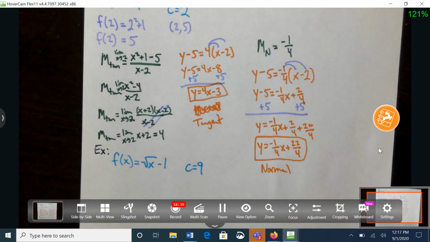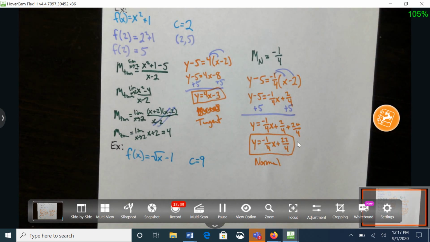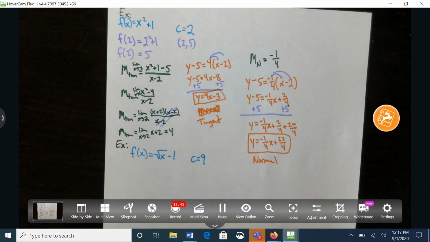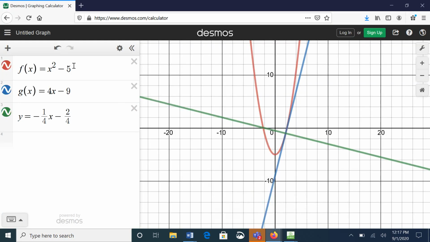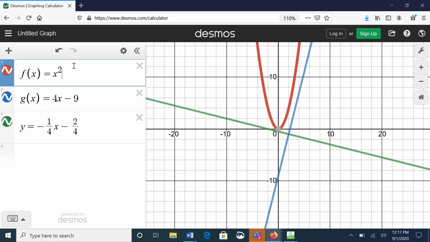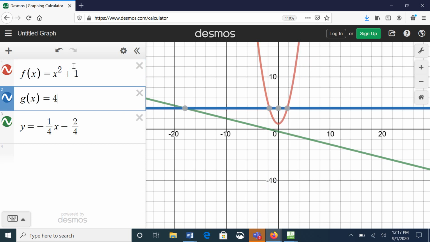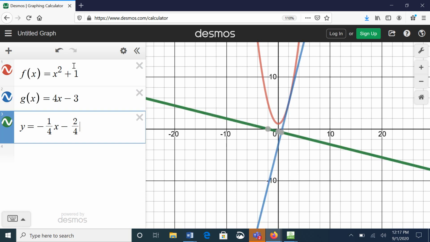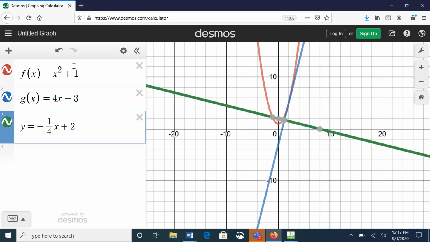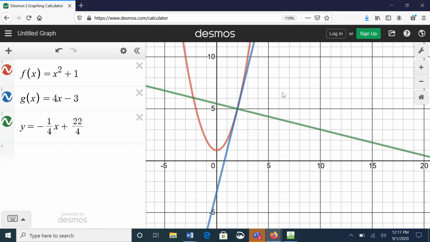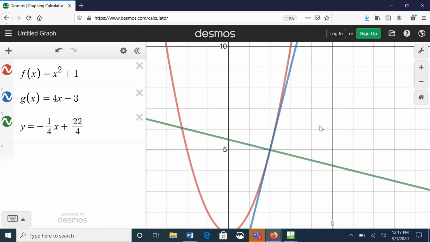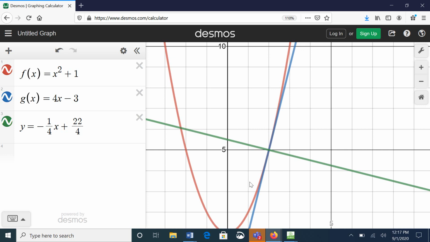All right, so we're going to go back here, and our new function is x squared plus 1. For x minus 3, and this is going to be negative 4x plus 22 over 4. And again, there we have it. We have our original function in red, blue's our tangent, and then the green is our normal.